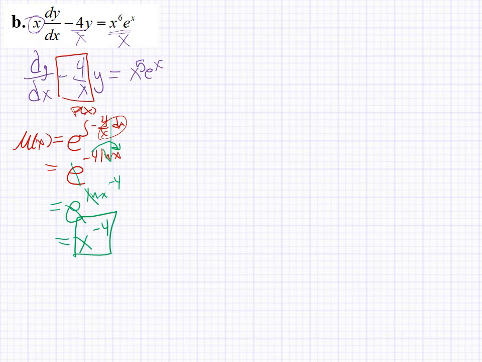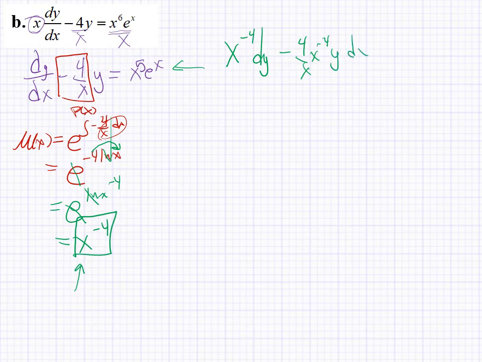Okay, so there's our integrating factor. So then if we multiply that through the standard form equation, I'm going to get x to the negative 4 dy minus 4 over x times x to the negative 4 y dx equals x to the negative 4 times x to the 5th e to the x.